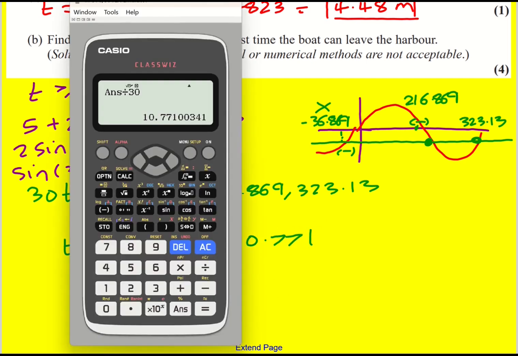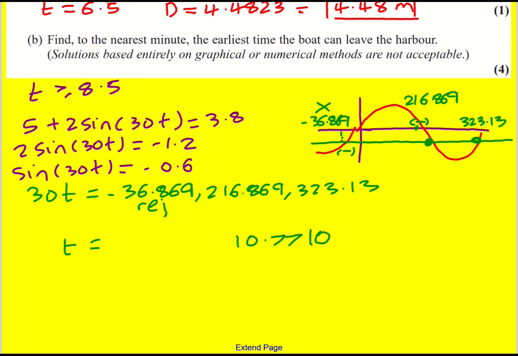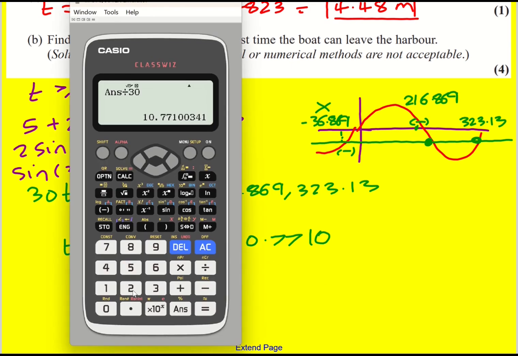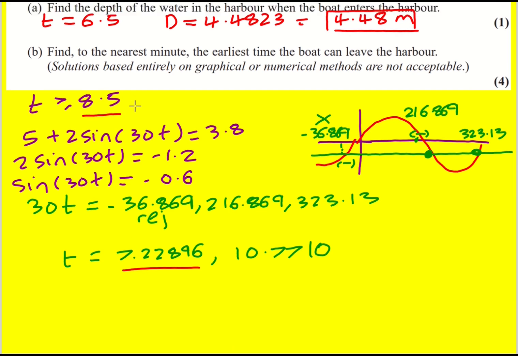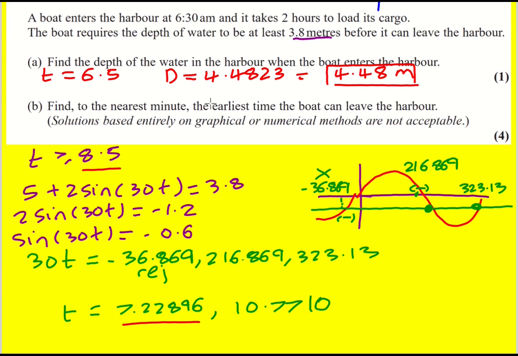I want to get to the nearest minute, so I might just add another one. Okay, then the 216.869, divide that one by 30: 7.22896. Now, a few things to say here. First of all, that 7.22 time is less than the 8.5, so they're still actually loading the cargo at that point.